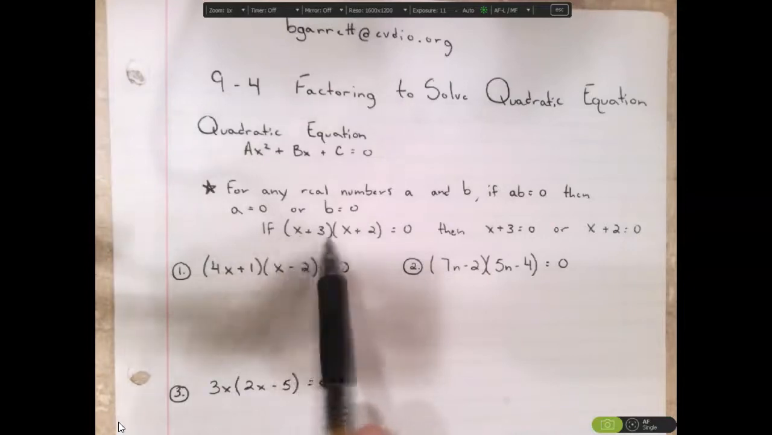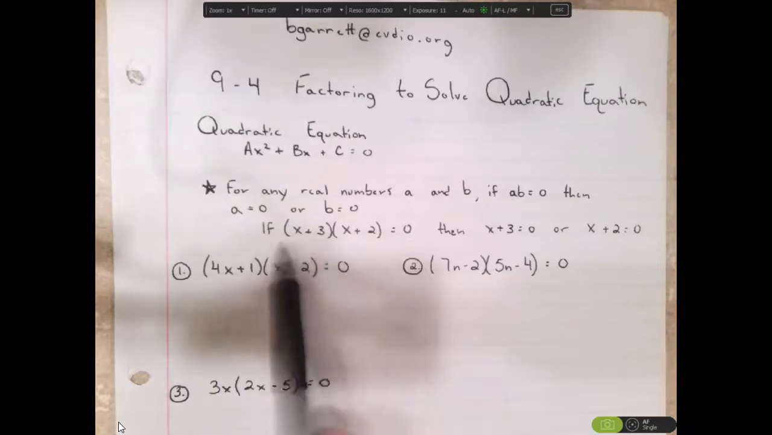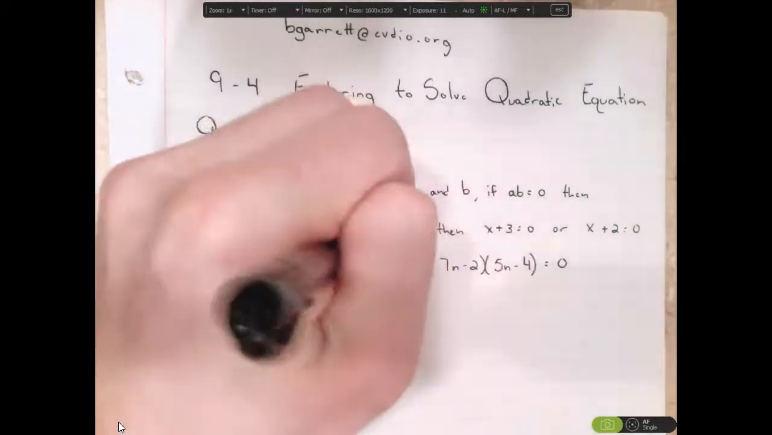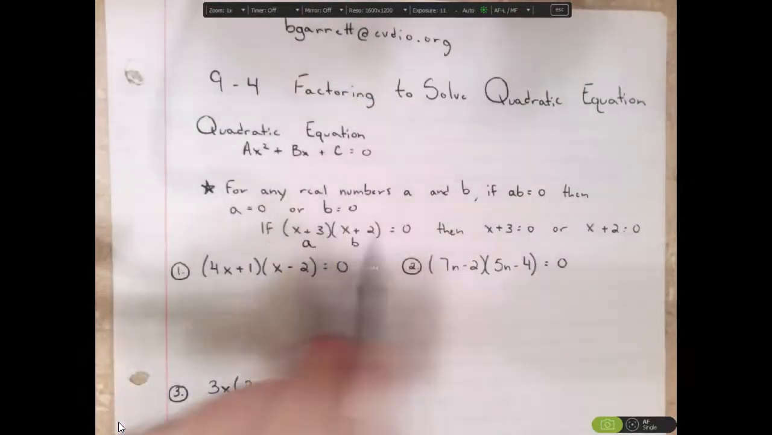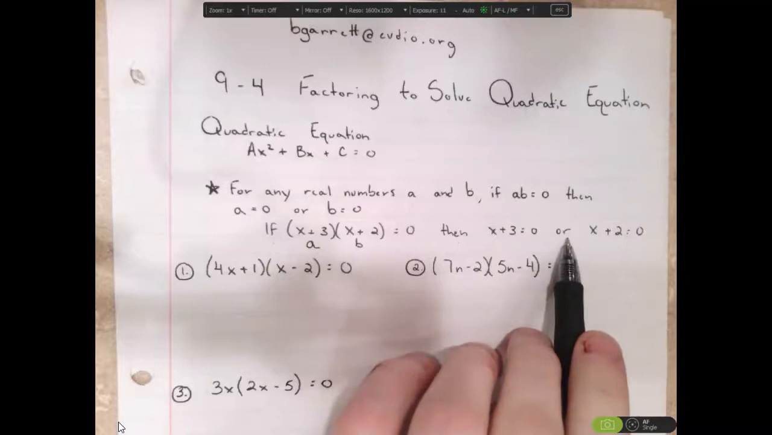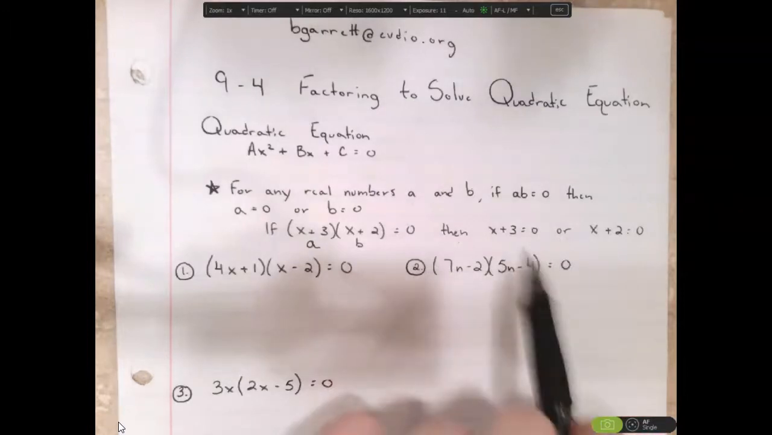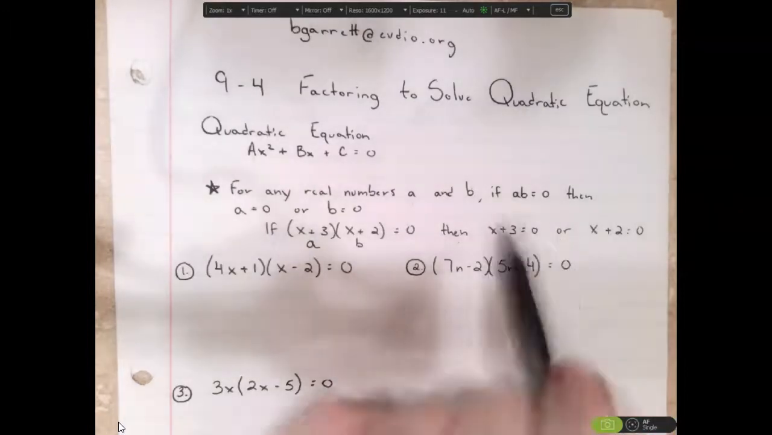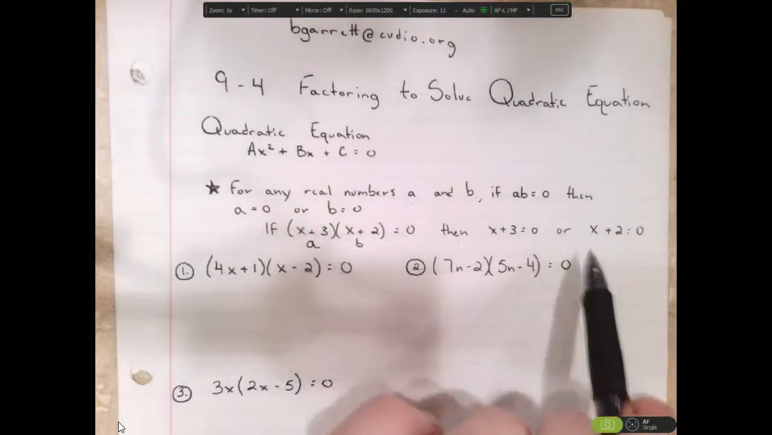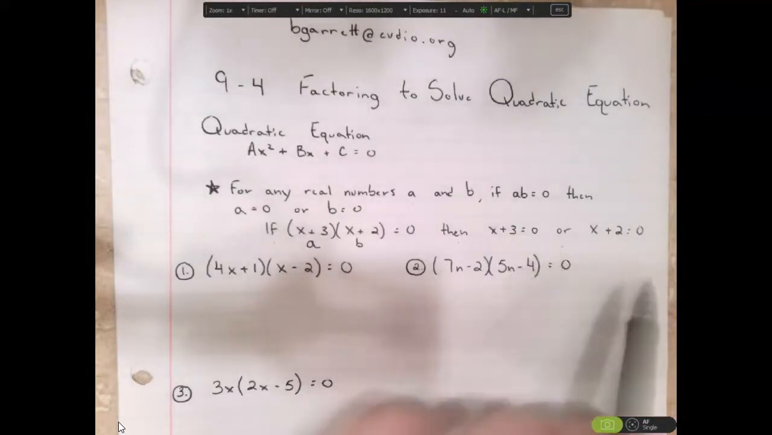So if x plus 3 times x plus 2 equals 0, here x plus 3 would be similar to your a. x plus 2 would be your b. So if we multiply these two together and they equal 0, then x plus 3 equals 0 or x plus 2 equals 0. It's not and. Only one of these equals 0. Of course, 0 times 0 equals 0, so it could be both, but more often than not, it's going to be one of them. So whenever we come to our answers today, you have to understand that it's or. It's going to be one or the other.